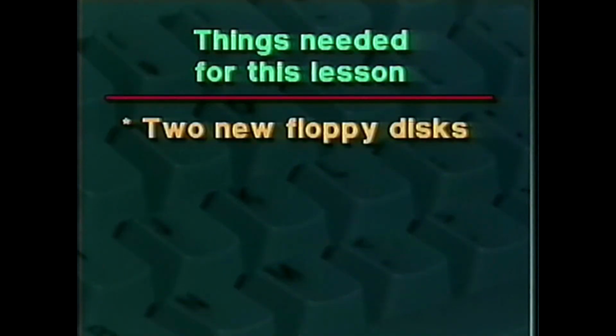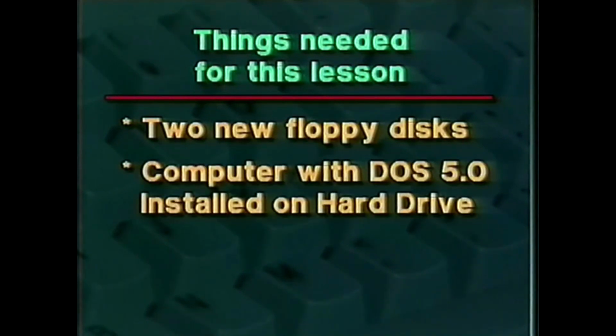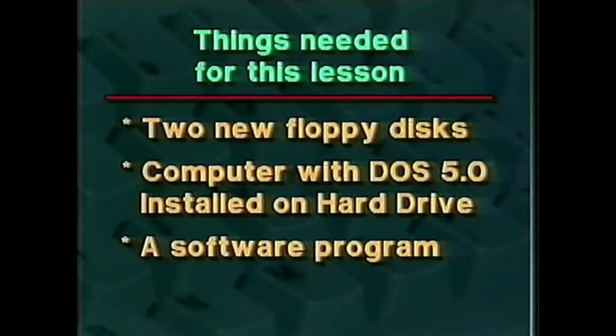For this lesson, you'll need a few things. Two new 5 1/4 or 3 1/2 inch floppy disks. We assume you have a computer with at least one floppy disk drive and a hard drive with DOS 5.0 or higher installed, and some kind of software program like a word processor already installed. We also assume you have a mouse.